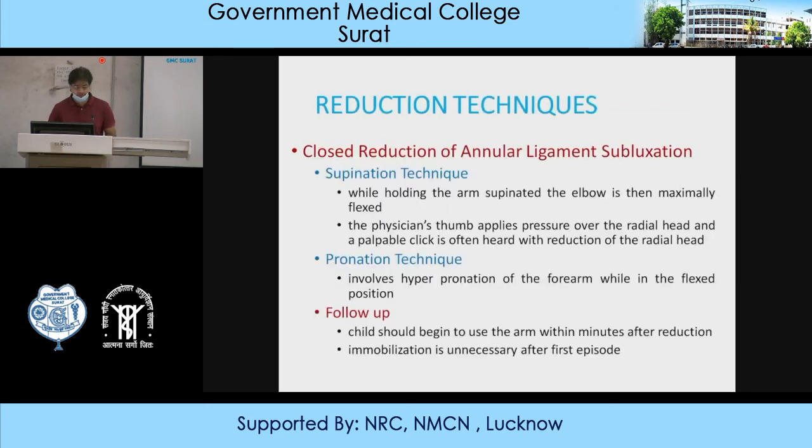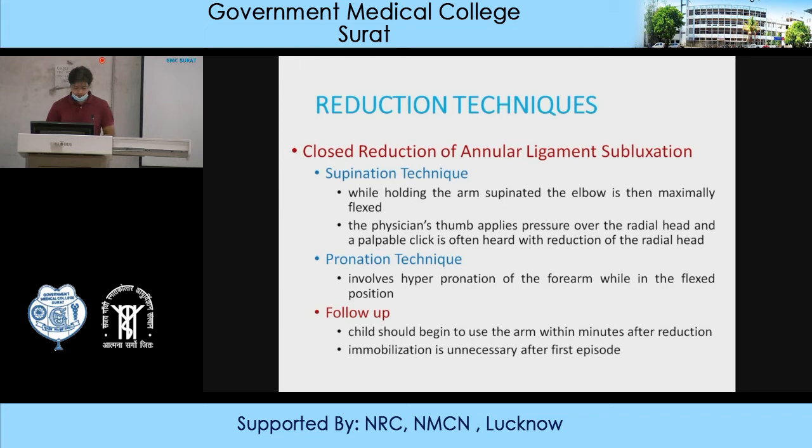We see the reduction technique. So close reduction of annular ligament subluxation. There are two techniques, the supination technique and the pronation technique. While holding the arm supinated, the elbow is then maximally flexed. The physician's thumb applies pressure over the radial head, and a palpable click is often heard with reduction of the radial head. The pronation technique involves hyperpronation of the forearm while in the flexed position of the elbow.